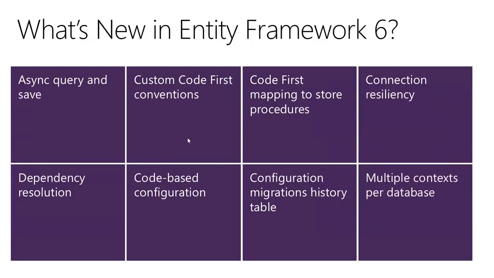So what's new? The biggest one here is async query and save. Async is a huge feature of C# that's been out for a while, and it used to not be embedded and ingrained in everything Entity Framework 6 did. Now it is, so it'll definitely help with performance.